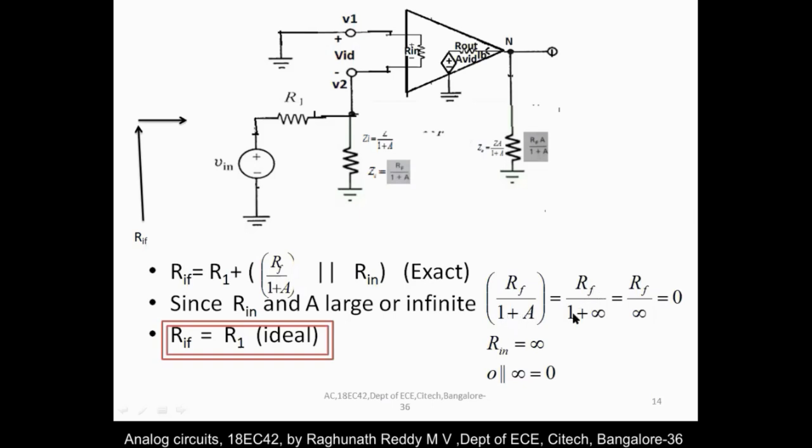Okay, RF divided by infinity will become 0. It means that this resistance and this resistance are in parallel, and that combination will yield 0. 0 in parallel with infinity: when two resistances are in parallel, the result is always the least resistance. Among these two, 0 is the least resistance. So we get 0 resistance, so that the input resistance with feedback equals R1 in the case of an ideal op-amp.